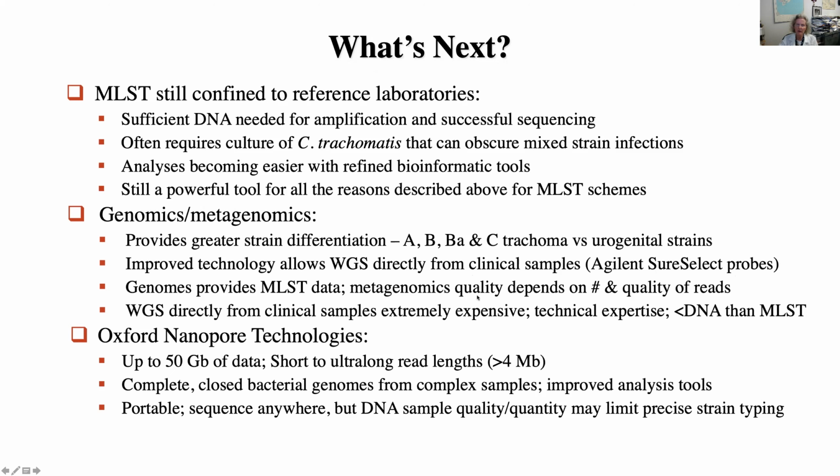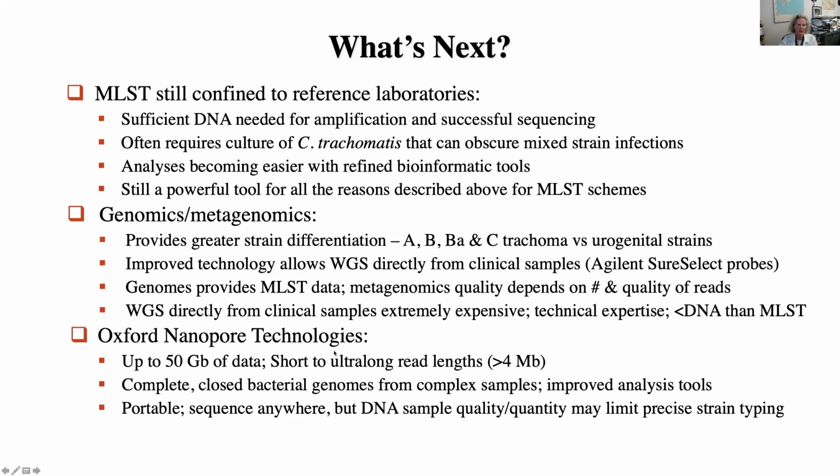And with metagenomics, sometimes the quality is not as good, and it obviously depends on the number and quality of reads that you have. But whole genome sequencing is still extremely expensive, especially using direct genomic DNA from clinical samples using the SureSelect probes. It's about $300 per sample, but it does use less DNA than MLST.